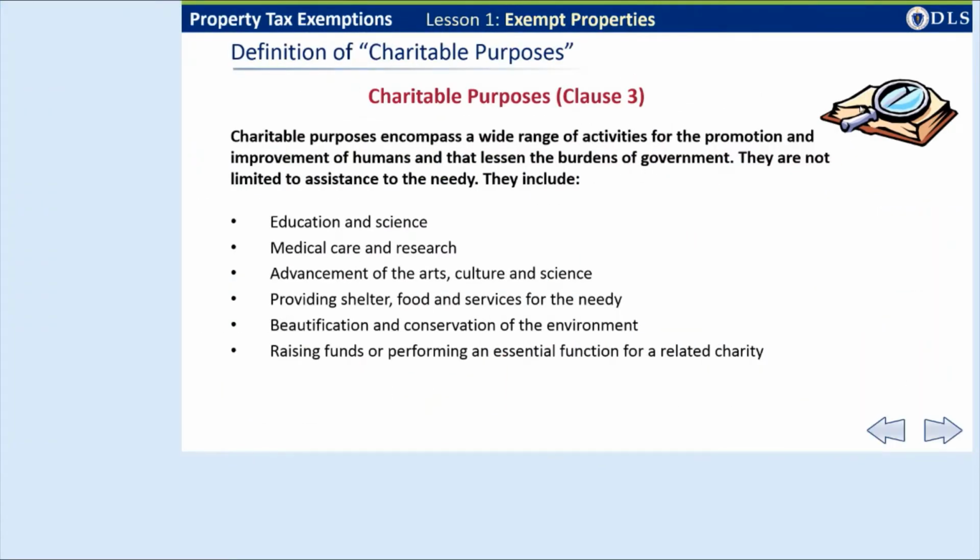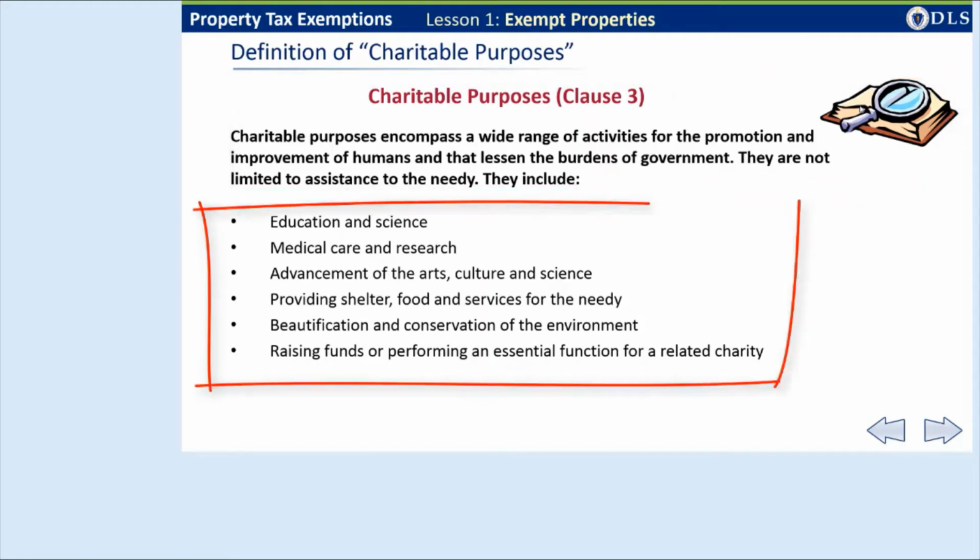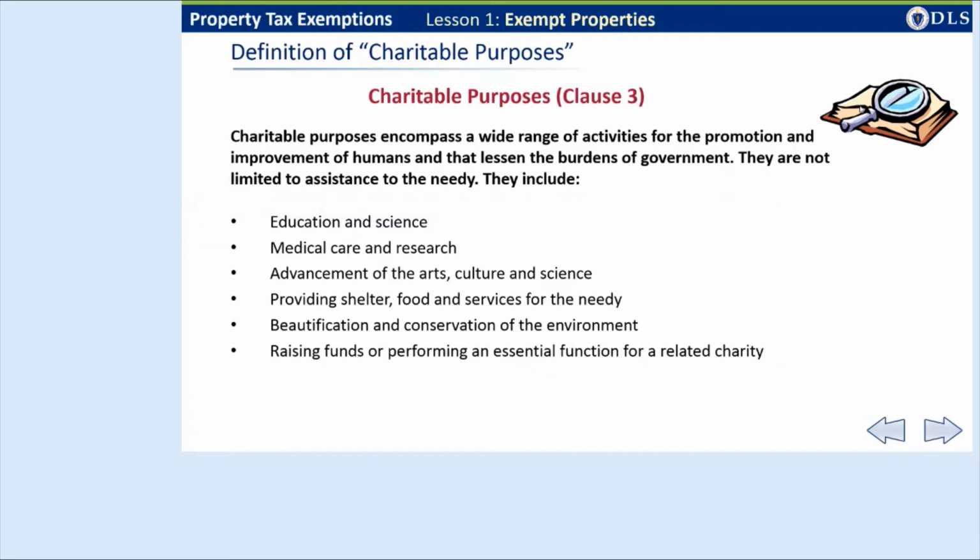The organization must be organized for charitable purposes. In a number of cases, the courts have defined charitable purposes to include a wide field of activities that further the improvement of humans and lessen the burdens of government. They include providing education and medical care, promoting the arts, assisting those in need with the necessities of life, and maintaining public spaces. The benefits do not have to be provided to just low-income or other persons in need.